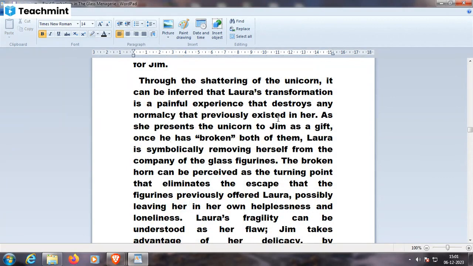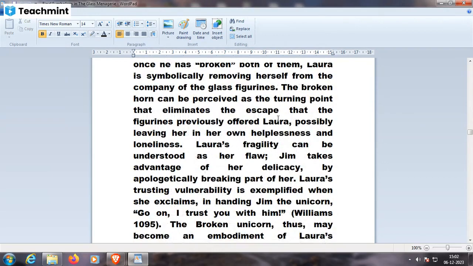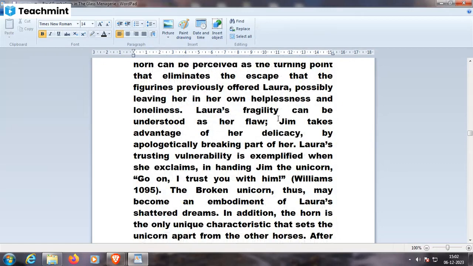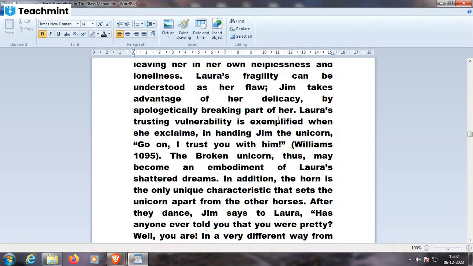Laura's fragility can be understood as a flaw. Jim takes advantage of her delicacy by apologetically breaking part of her. Laura's trusting vulnerability is exemplified when she exclaims in handing Jim the unicorn, go on, I trust you with him. So Williams, in his book, writes the broken unicorn thus may become an embodiment of Laura's shattered dreams because it is not the real thing, it is the imagination, a way of looking at life.